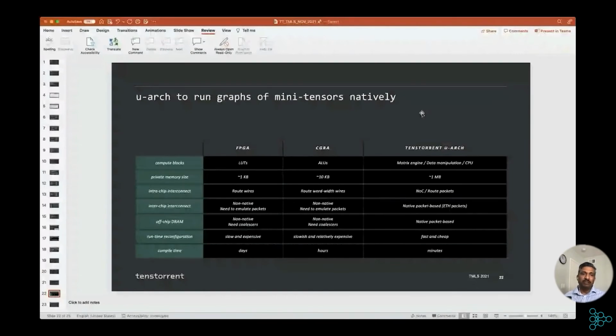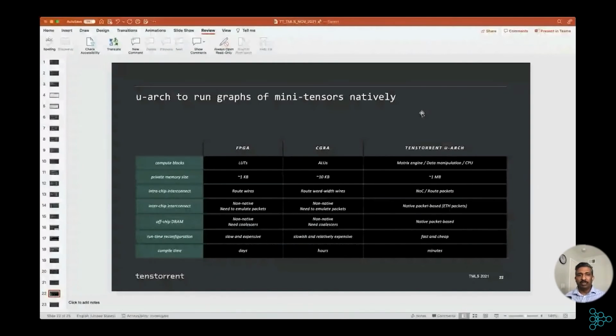If you look at the main difference, FPGAs are lookup table-based. They were really written to take an RTL and map it. It was not written for AI needs, so it tends to have its own challenges. Again, the interconnect mostly is just routed wires. And if you want to build a system out of it, you have to manage the packets and the DRAM traffic. As a result of all this, it usually tends to be slow, and it's also expensive.